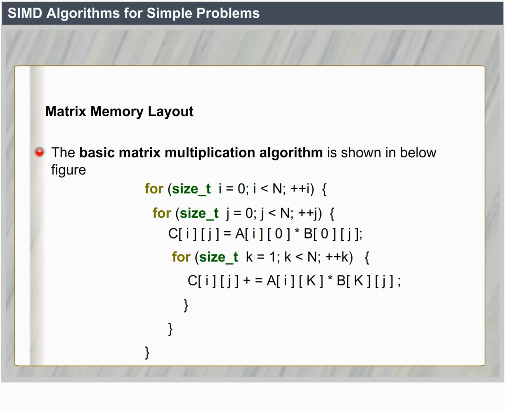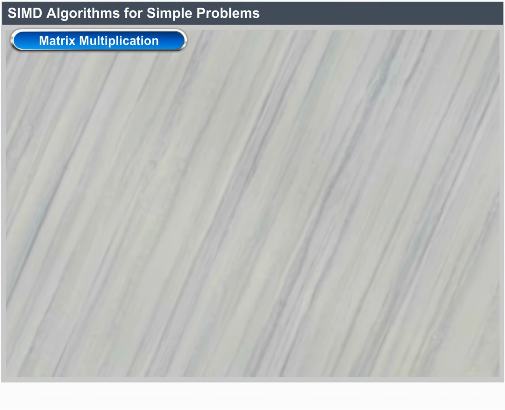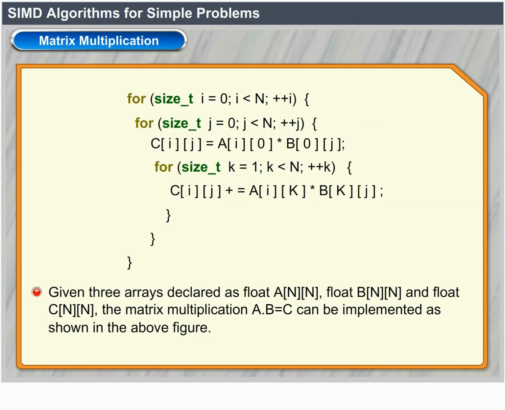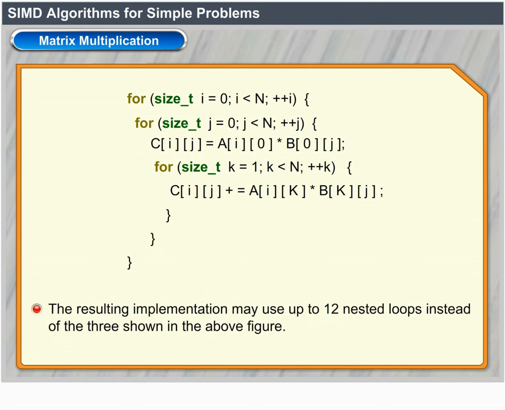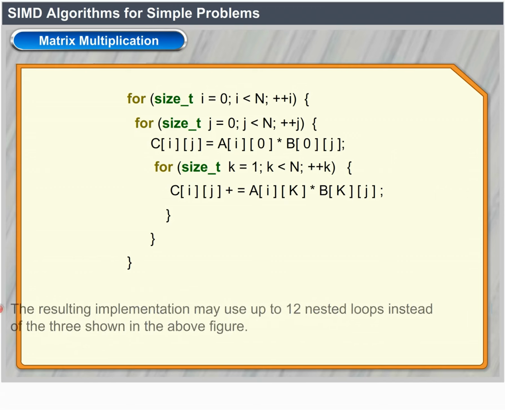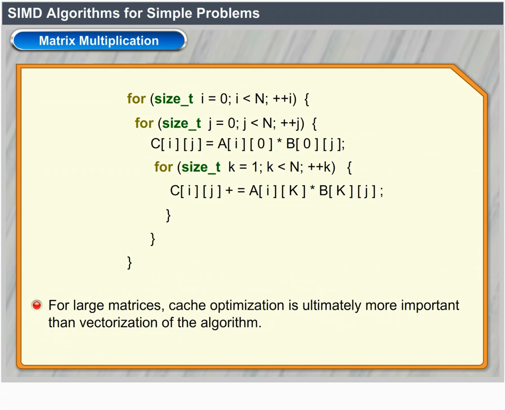Matrix multiplication. Given three arrays declared as float A of n by n, float B of n by n, and float C of n by n, the matrix multiplication A times B equals C can be implemented as shown in the above figure. For large matrices, this algorithm is cache inefficient. The cache efficiency can be improved via blocking. The resulting implementation may use up to 12 nested loops instead of the 3 shown in the above figure. For large matrices, cache optimization is ultimately more important than vectorization of the algorithm.